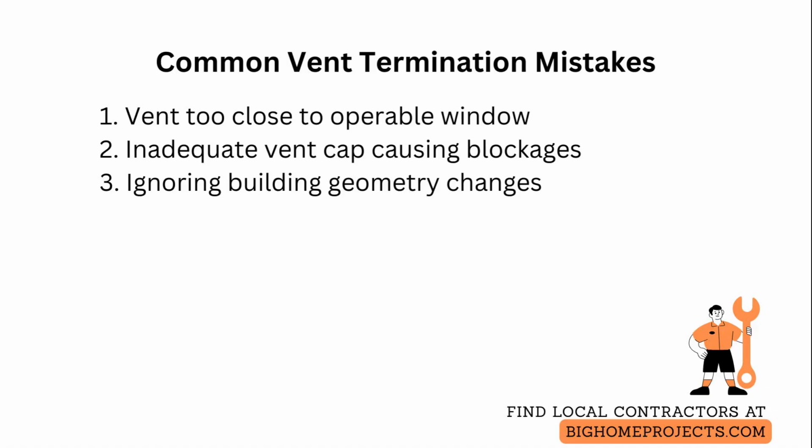Third is failing to account for building geometry changes like dormers or raised decks that create nearer openings than expected. Resolve this by surveying the roof and wall surfaces from multiple vantage points before final termination and by recording the clearance on the as-built documents.